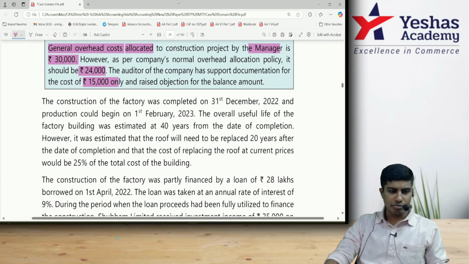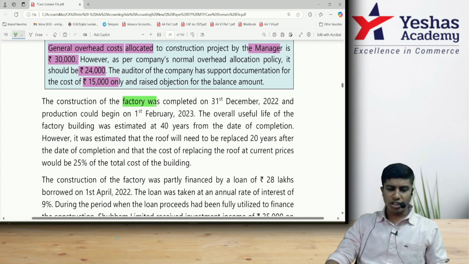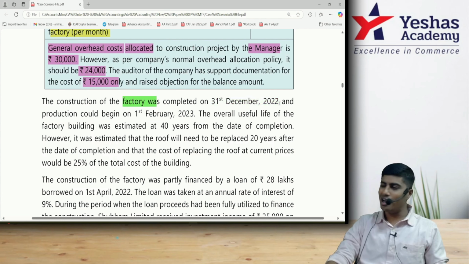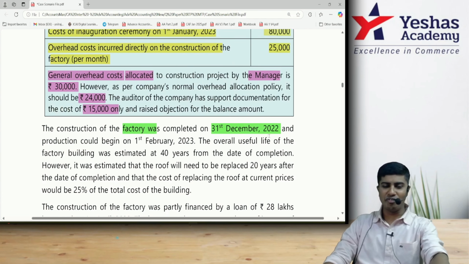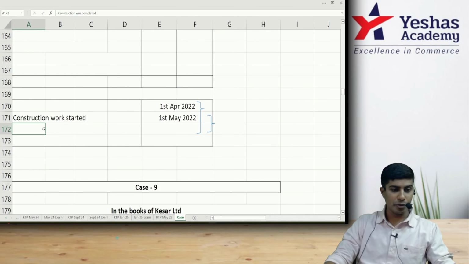Construction of the factory was completed. When did it get completed? Construction of the factory was completed on 31st December. They did no delay. Completed on 31st December, 1st of January, they did inauguration. Let me write that here. It is important for me.